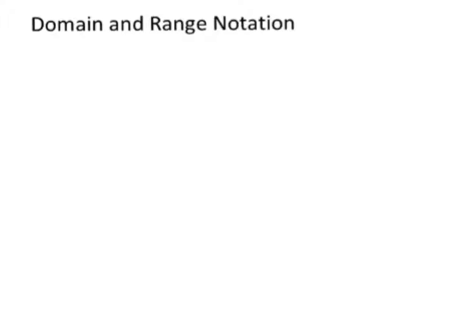All right, just a couple things about domain and range notation. So in the last example, I talked a little bit about brackets. If you wanted to say that x was taking on values greater than 0 but less than or equal to 7, we would use a parenthesis 0, comma, 7 bracket.